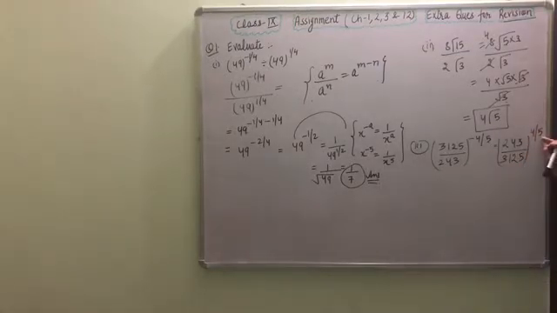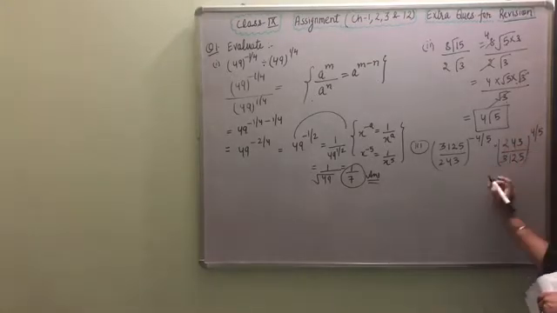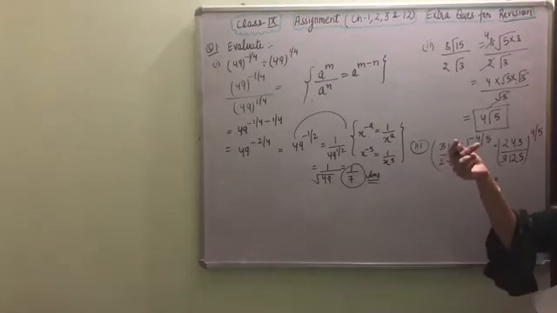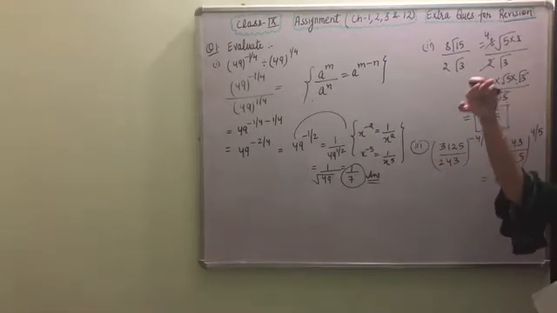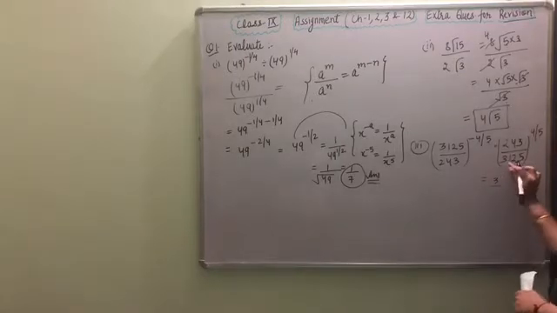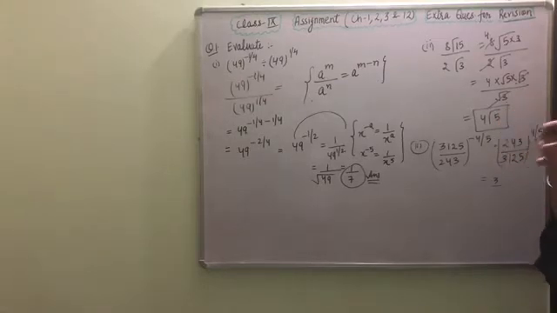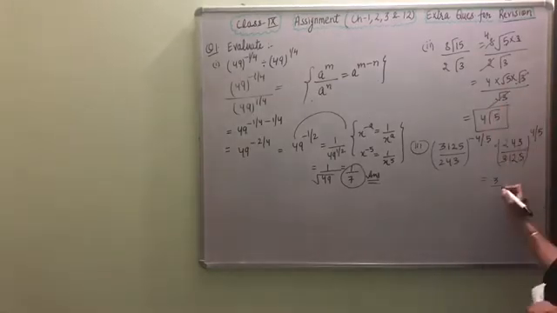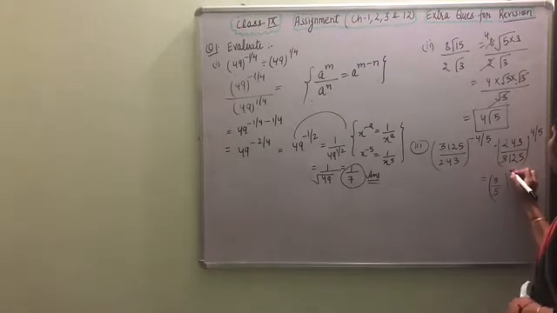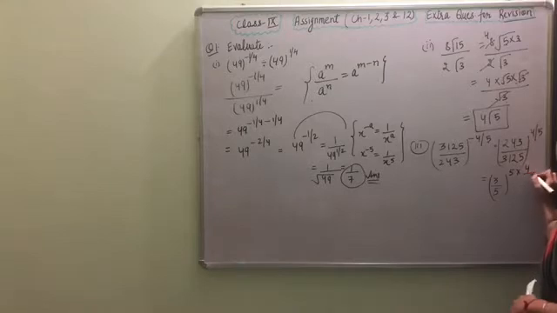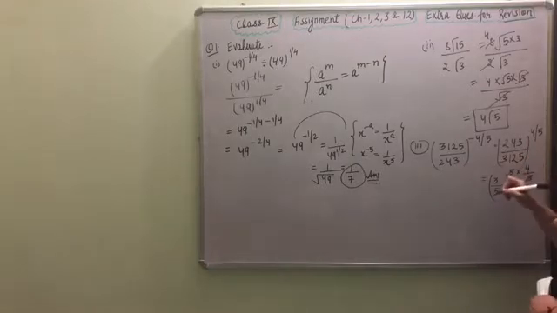Now look here. Power is 5. If the power is 5, it means we have to write this term in the form of a number whose power is 5, so that 5 and 5 will be cancelled. As we know, 3 3s are 9, 3s are 27, 3s are 81, 3s are 243. So 3 to the power 5, and divided by 5 5s are 25, 5s are 125, 5s are 625, 5s are 3125. So 3 by 5 raised to the power 5 into 4 by 5. 5 and 5 cancel.